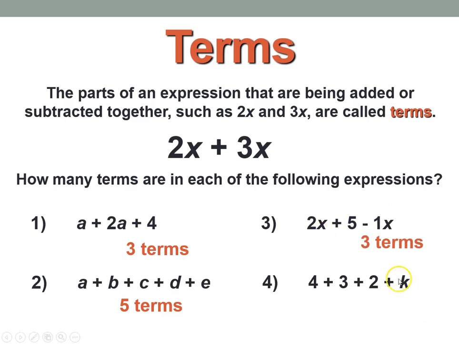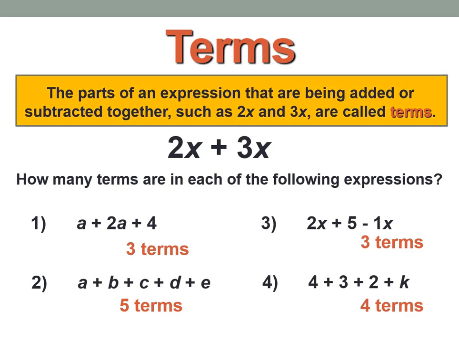And how about this last one? We've got a 4 plus a 3 plus a 2 plus a k. Now remember, it's parts of the expression that are being added or subtracted together. So there are 4 parts here. So they're going to be 4 terms. So remember terms: it's the parts of an expression that are being added or subtracted together.